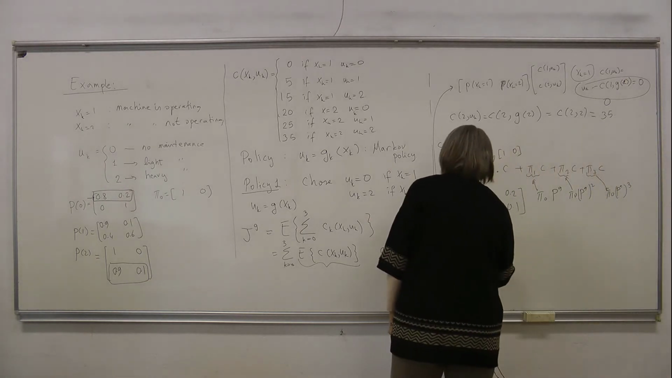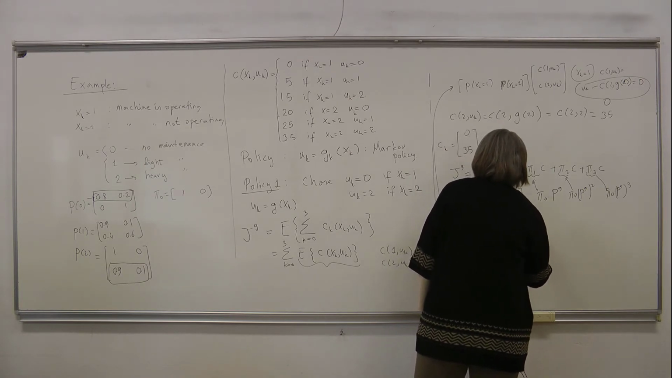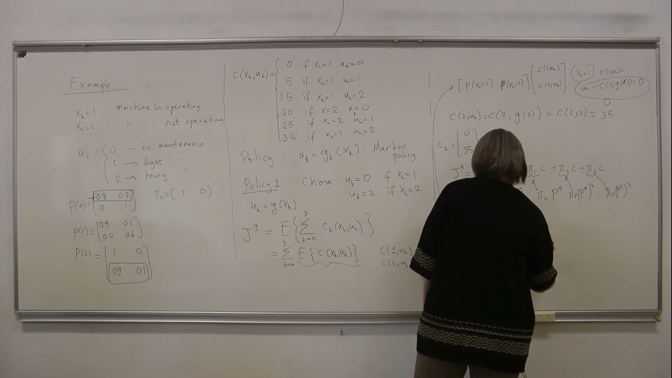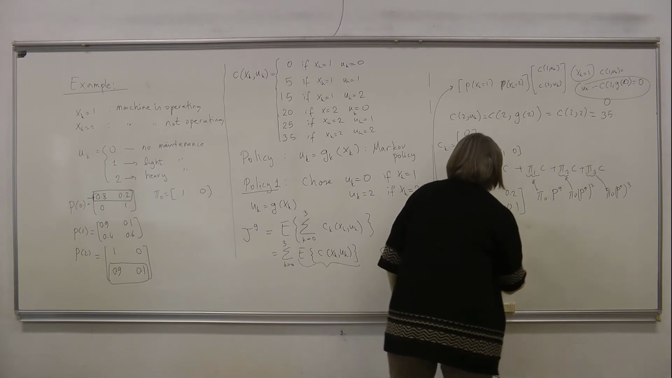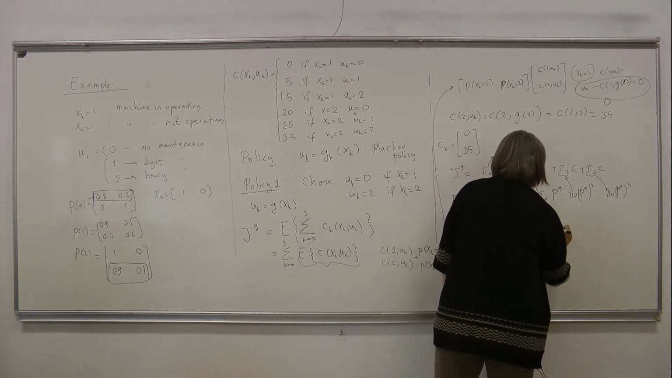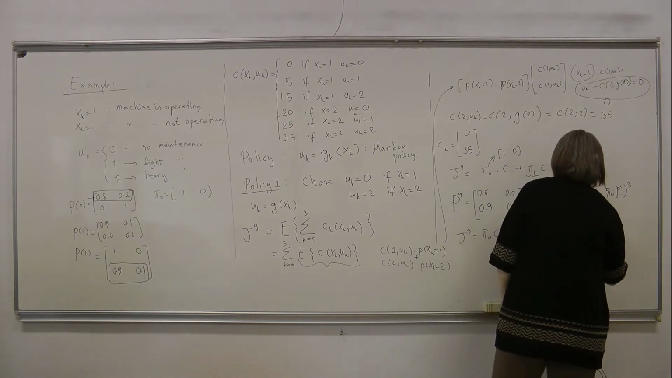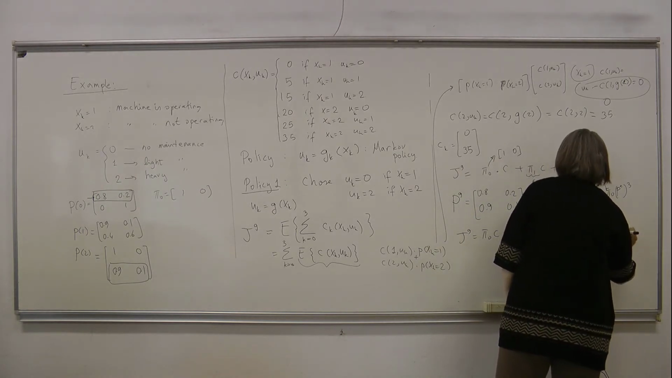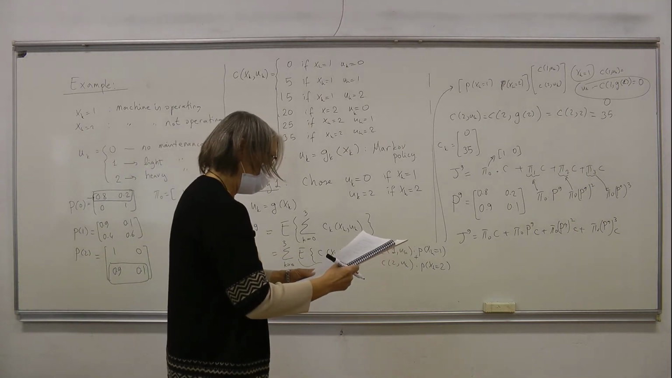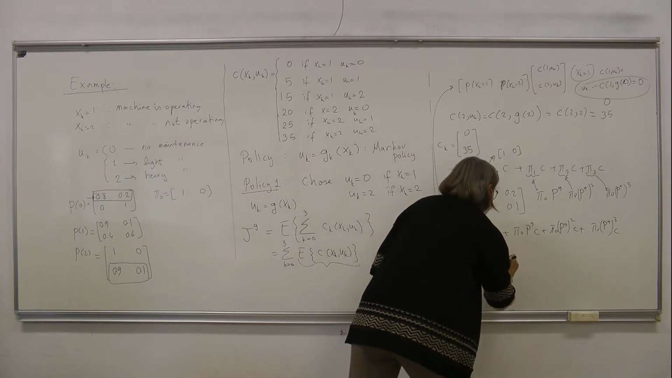And the resultant J of G is easy to compute. Therefore, it will be equal to pi 0 C plus pi 0 PG C plus pi 0 PG square C plus finally pi 0 PG cube C. And J of G computed using this formula is 19.67.